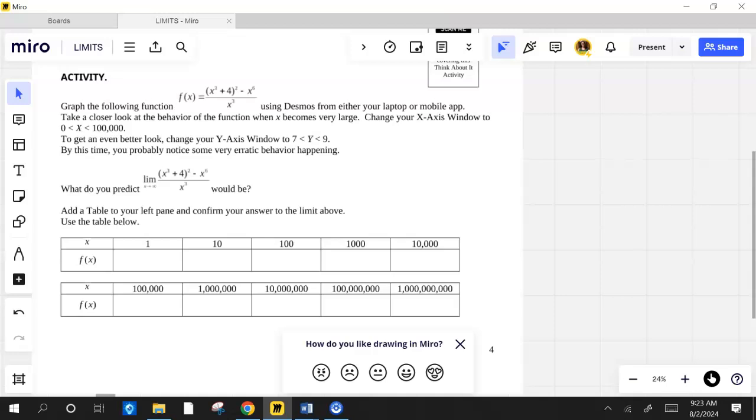Alright, listen, the point of this. Everybody's quite confused, right? How do we do the window? Hit window. 0 to 100,000 on X, 7 to 9 on Y. You put in the min and the max. X max.